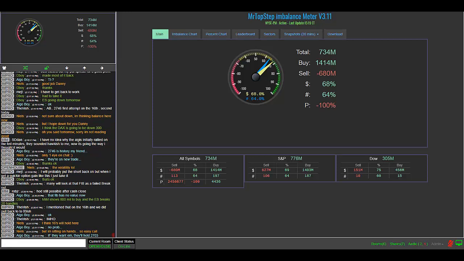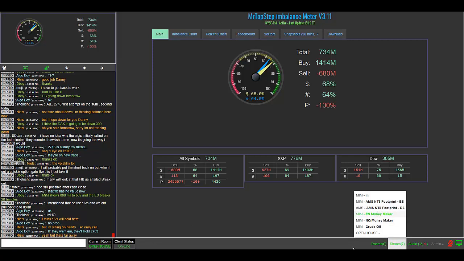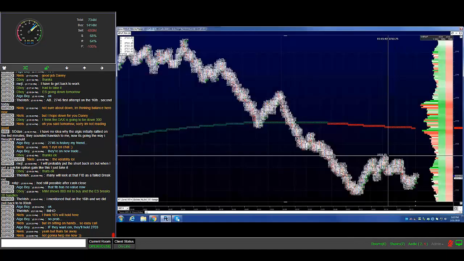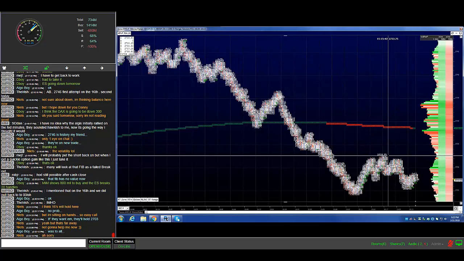Wow, still getting a good selling tick here. This is a quiet group.